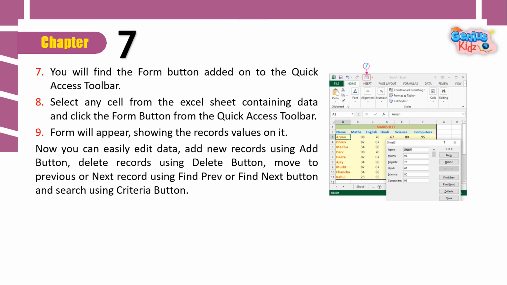8. Select any cell from the Excel sheet containing data and click the Form button from the Quick Access toolbar. 9. Form will appear, showing the record values on it. Now you can easily edit data, add new records using Add button, delete records using Delete button, move to previous or next record using Find Prev or Find Next button, and search using Criteria button.